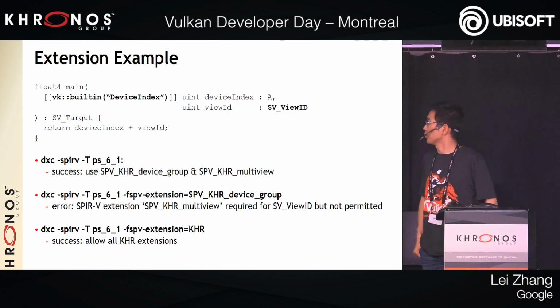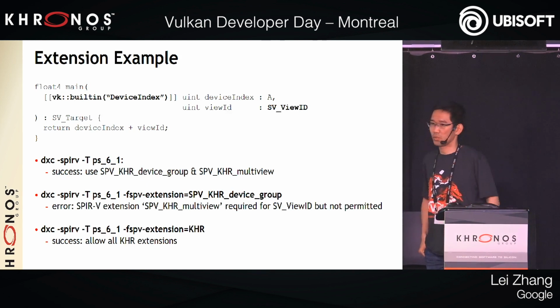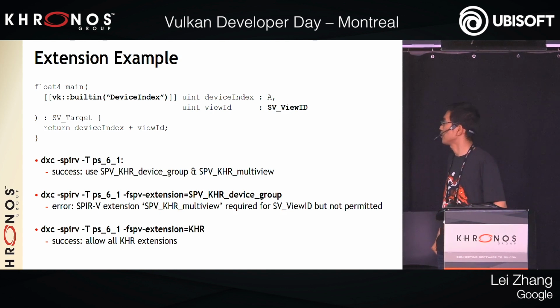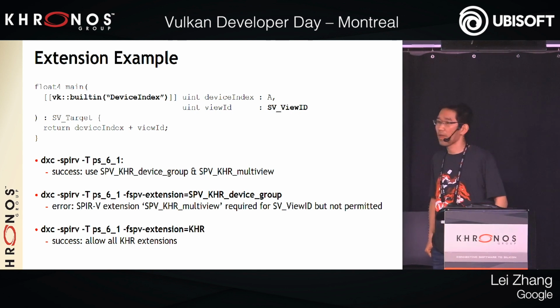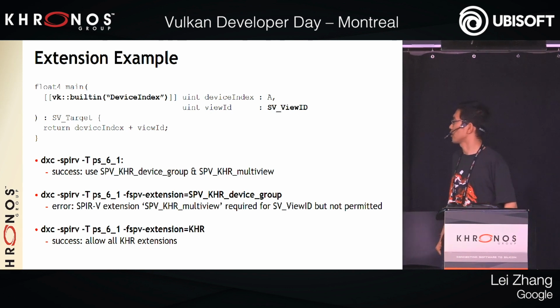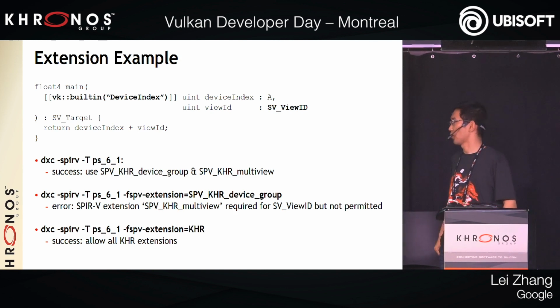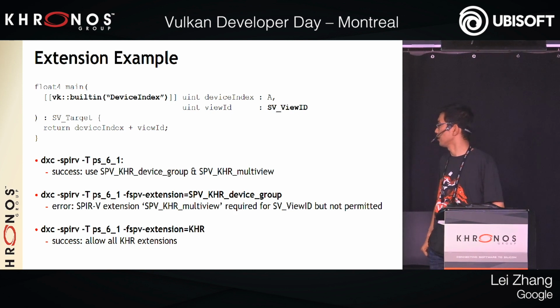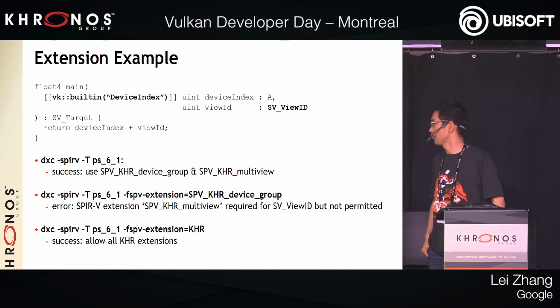And for extension, we have this pixel shader, which takes 2 input variables that require 2 extensions. This is also how you can use the vk::builtin specifier. If you are just using the default settings, the compiler just goes ahead and emits SPIR-V that requires both extensions, device group and multiview. But if you only whitelist one of them, the compiler will error out showing that the other is needed for the other feature. And you can use KHR as a special value here to whitelist all KHR extensions, because KHR extensions are just special, maybe.